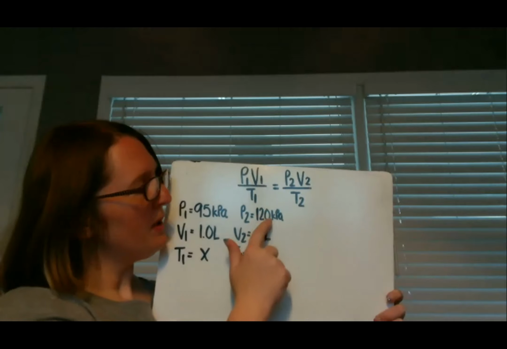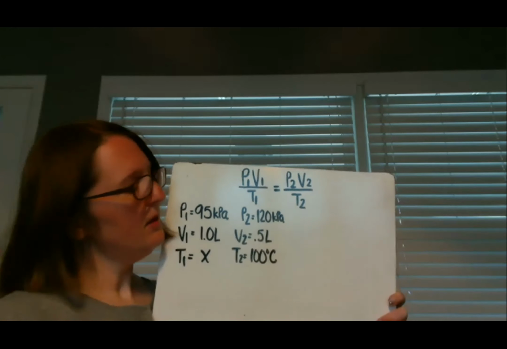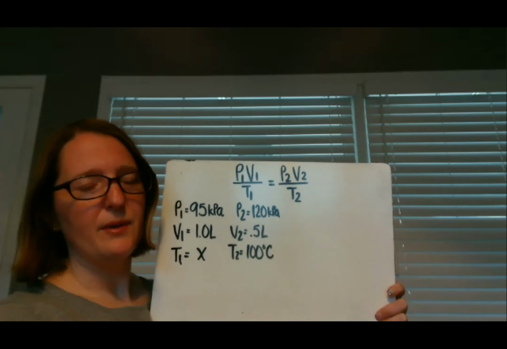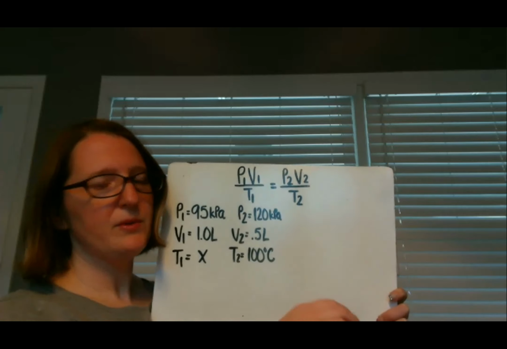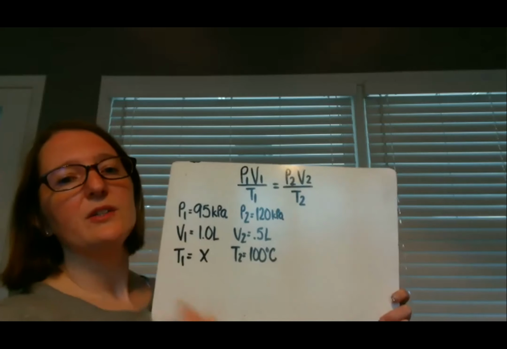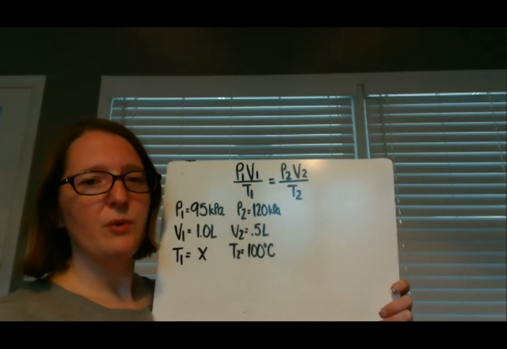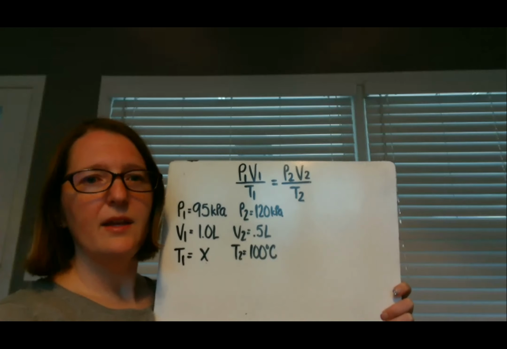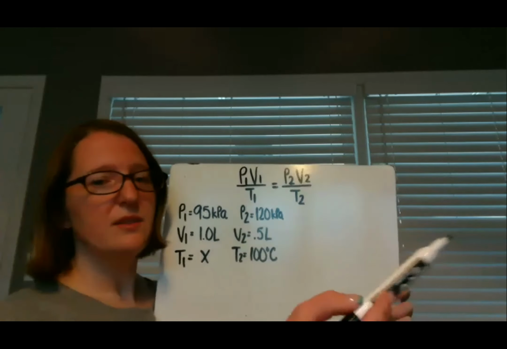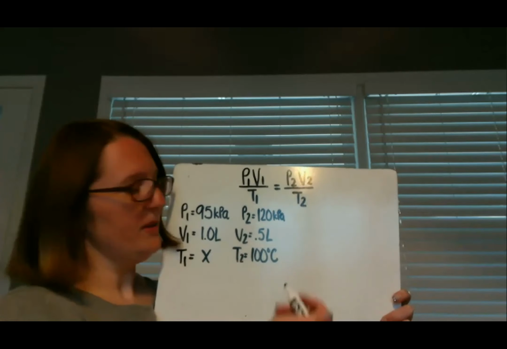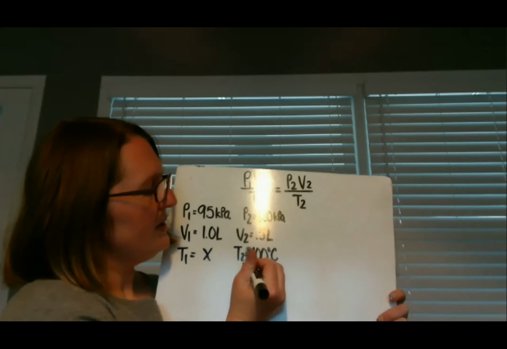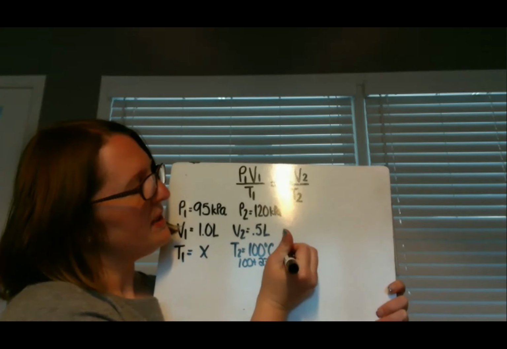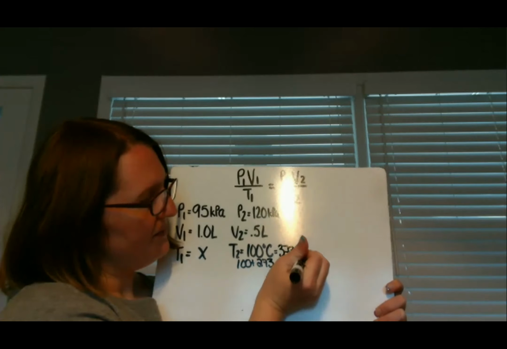P2, we increased the pressure to 120 kilopascals. Volume went down to 0.5 liters. That makes sense, right? Remember we talked about when pressure goes up, volume goes down. And we have a temperature of 100 degrees Celsius. So first question, are all my variables where they're supposed to be? And the answer is no, they're not. This one has to be in Kelvin. So remember, I'm going to add 100 plus 273. So I'm going to make this 373 Kelvin.